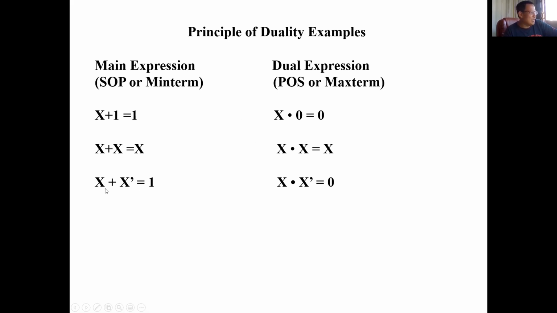Because there are no zeros and ones. X plus not of X is equal to 1. It's the same thing. X times not of X equals 0. Do you follow?